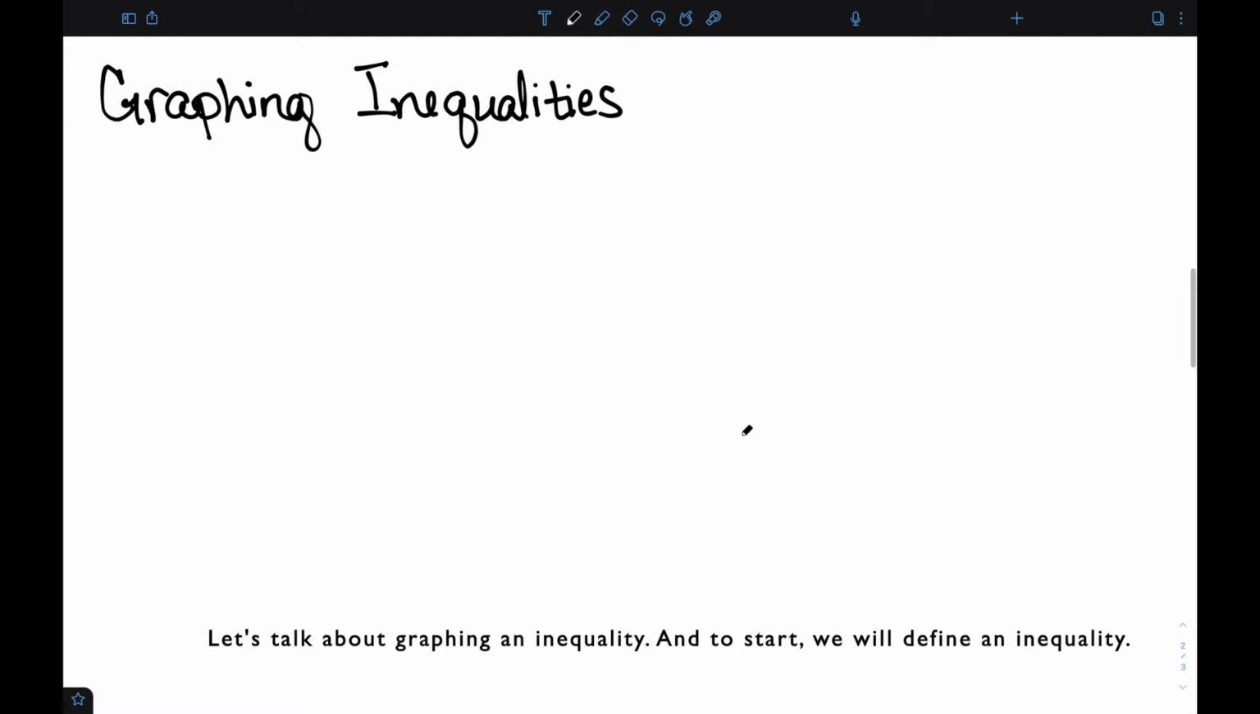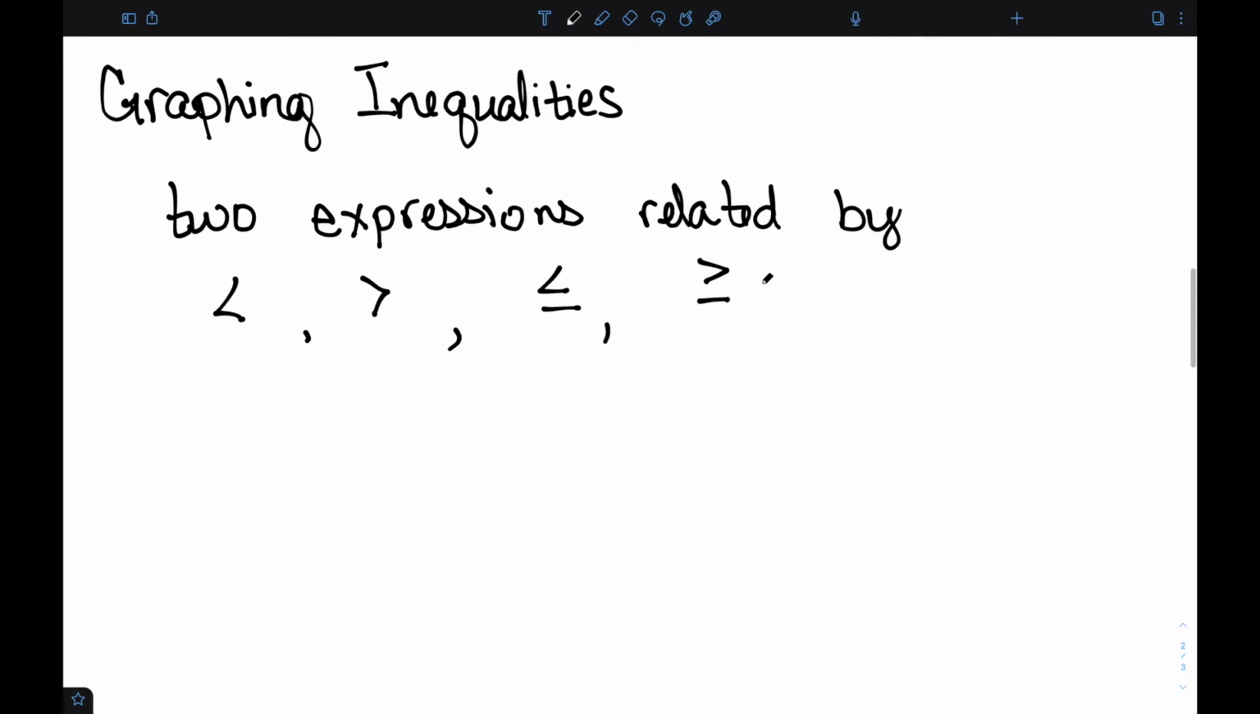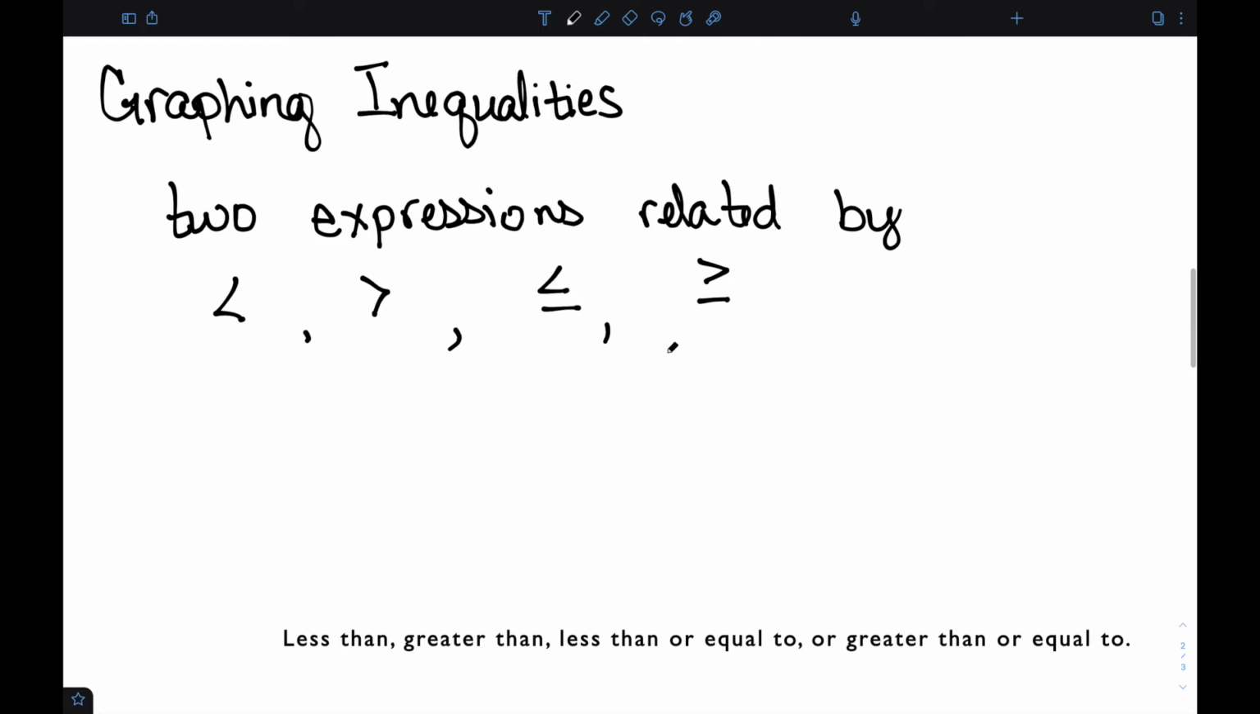Let's talk about graphing inequalities. And to start, we'll define an inequality. An inequality is two expressions that are related by one of these symbols: the less than, greater than, less than or equal to, or greater than or equal to.